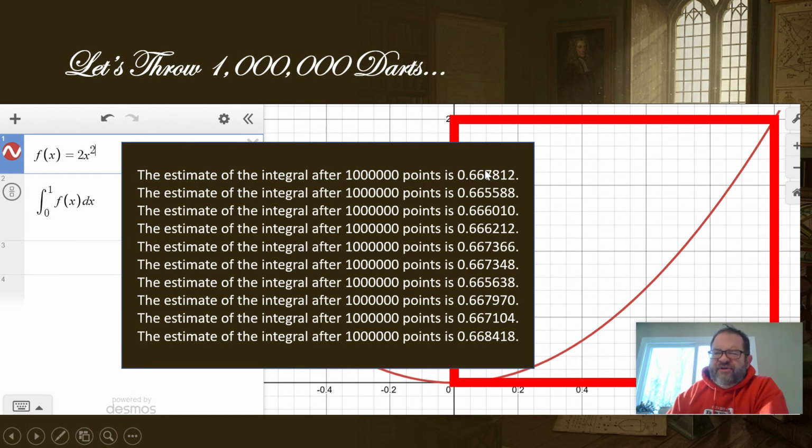How about if, computers are fast, I throw 1,000,000 darts? When I ran this program, it computed 1,000,000 darts 10 times before my finger was even off the enter key. This is fast. And notice all 10 times, it got 0.66. In fact, all of them are close to 0.666. We're getting to be a pretty good estimate here of what the true value of the integral is, just by throwing a million well-thrown random darts.